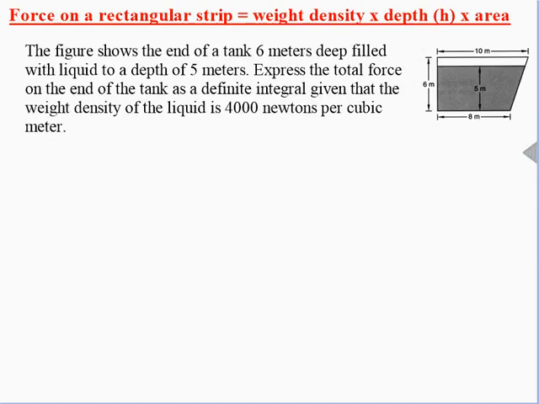Here we have our formula again. Make sure you commit that to memory. The figure shows the end of a tank 6 meters deep filled with liquid to a depth of 5 meters. Express the total force on the end of the tank as a definite integral, given that the weight density of the liquid is 4,000 newtons per meter cubed. Notice it just says a liquid here. It's not water, so it's some other liquid that is not quite the same weight density as water.